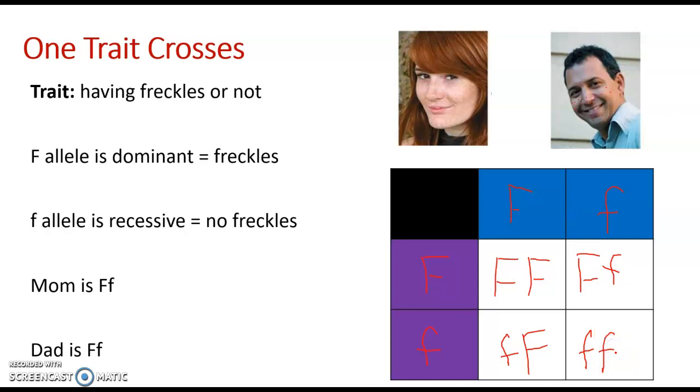Again, this is an example of a one-trait cross because we're only looking at a single characteristic. But we see here that we have a different genotypic ratio and a different phenotypic ratio. We have a 25% chance of being homozygous dominant, 2 copies of the dominant allele, a 25% chance of being homozygous recessive, 2 copies of the recessive allele, and a 50%, 2 out of 4, chance of being heterozygous, having 1 copy of each type of allele.